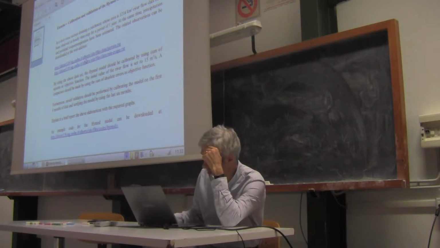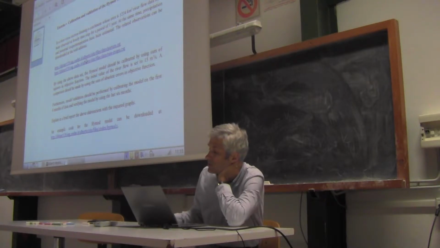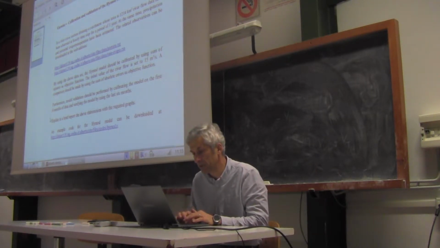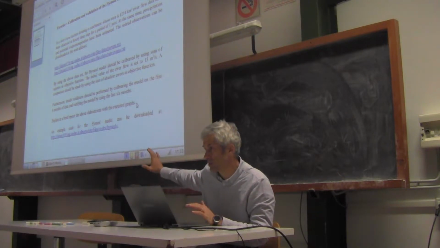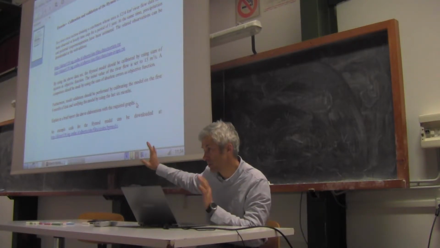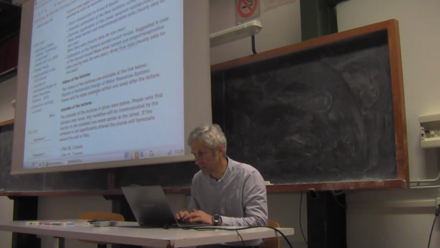A comparison should be made by using the sum of absolute errors as objective function. Furthermore, model validation should be performed by calibrating the model on the first 6 months of data and verifying the model by using the last 6 months. And forget about writing a brief report on the above elaborations with the required graphs. I'm not requiring this for the current year. I'll explain later what I'm requiring. An example code can be downloaded at the usual link on my web page.